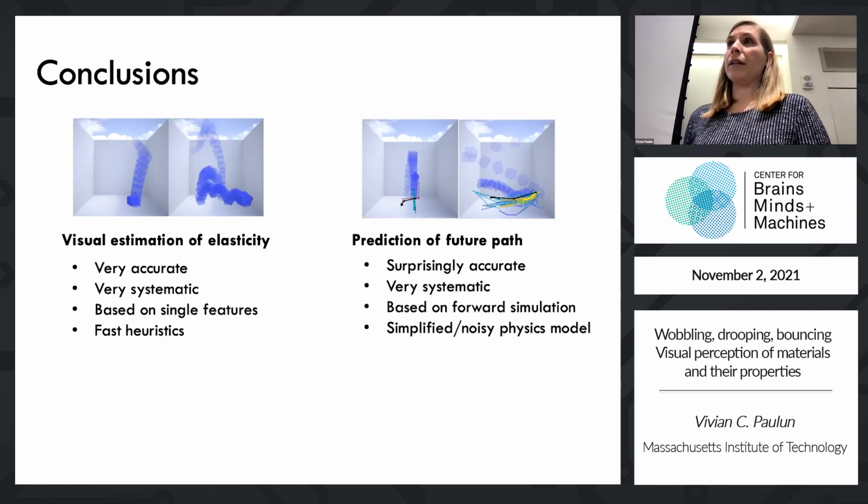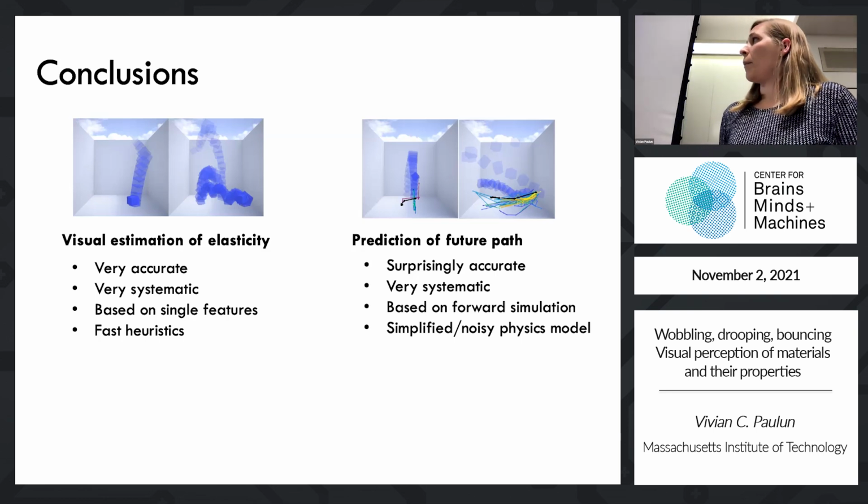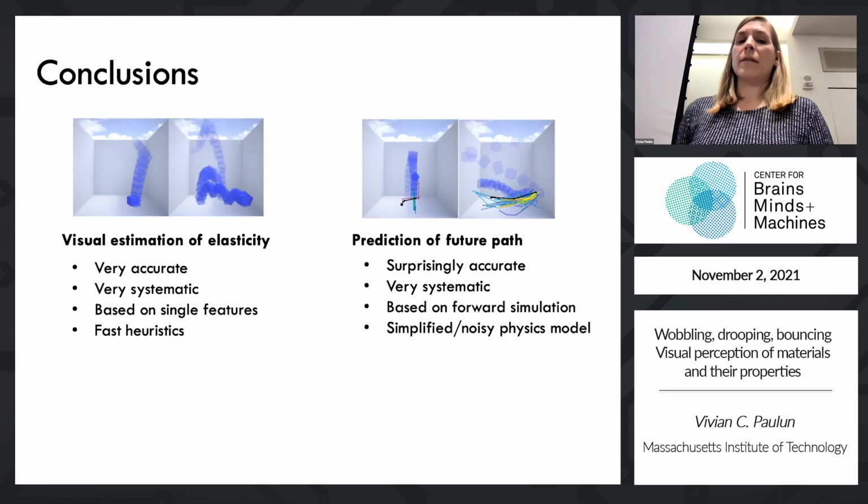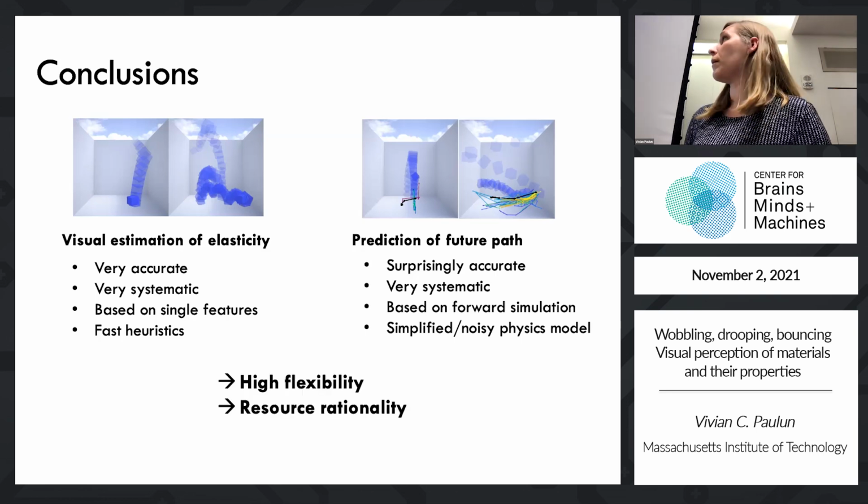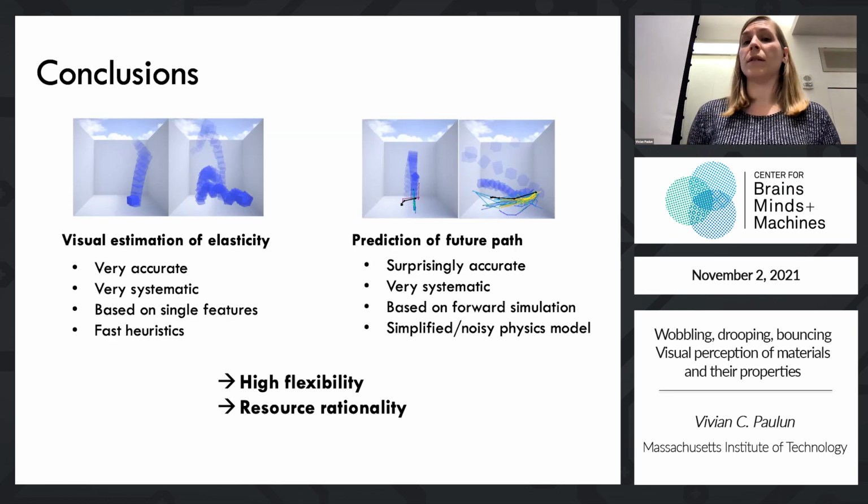Whereas if they have to predict the future path of objects, participants are still very systematic and surprisingly accurate. But here they need to base their answers on a forward simulation, and they probably have a simplified or noisy physics model. And taken together, I think this shows the high flexibility with which the brain solves these different tasks.